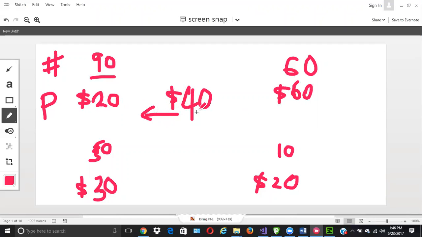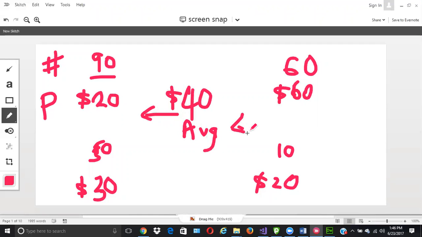So in the worst case scenario where the shirts are sold at the lowest price, we find that the average price, let me just call it AVG, will actually be less than 40.